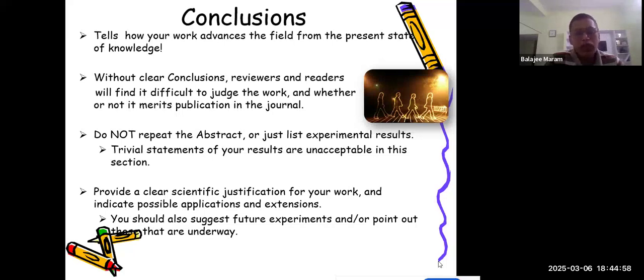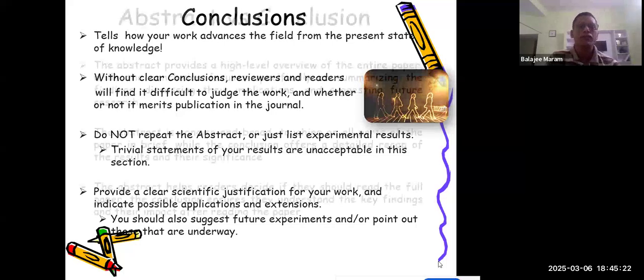After that, you need to write some enhancement. What is the scope of future enhancement? It is how the next researcher can continue with the same work. Okay, so you need to mention and give some suggestions on how the next researcher can continue the same work.